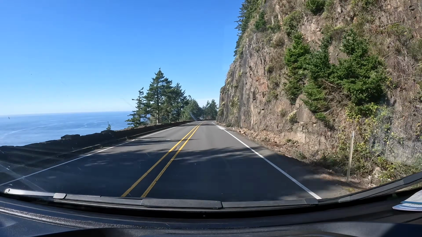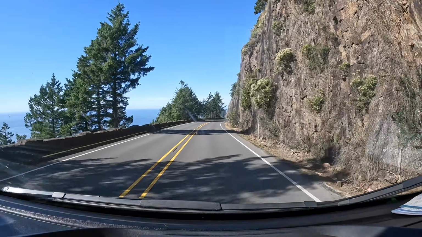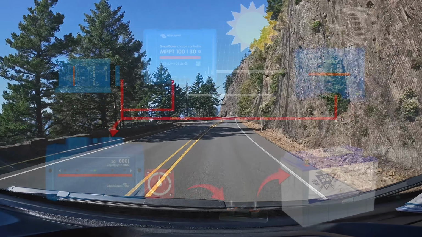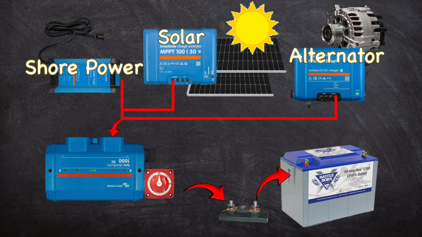If you have a large enough battery reserve, and you drive frequently, you may decide to skip a solar charging system altogether. Since I personally wanted charging flexibility, I installed 3 charging methods: solar, alternator, and shore power. Here's a simplified explanation of each system.